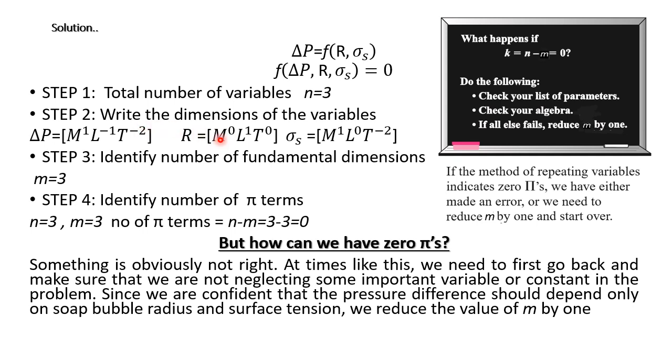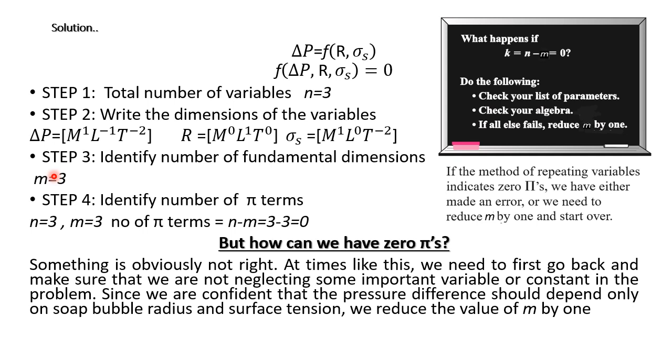radius, it is M^0 L^1 T^0, and surface tension, its dimension is M^1 L^0 T^-2. Okay, so we have identified the number of variables, 3, and we have written the dimensions for all the three variables. Now M, L, T are all involved in the dimensions. So let us consider our fundamental dimensions m equal to 3.